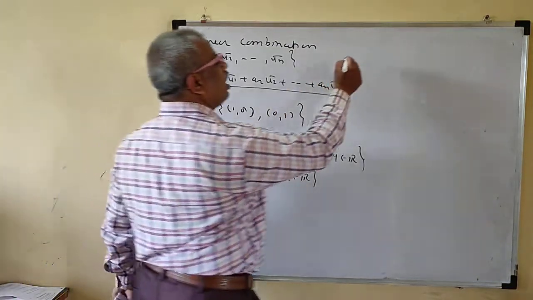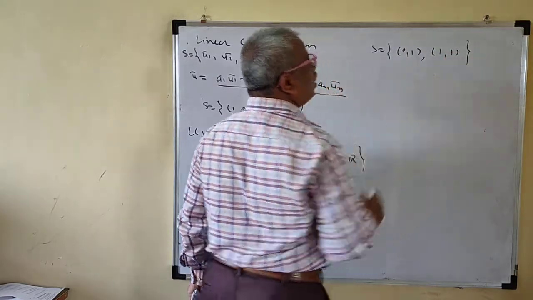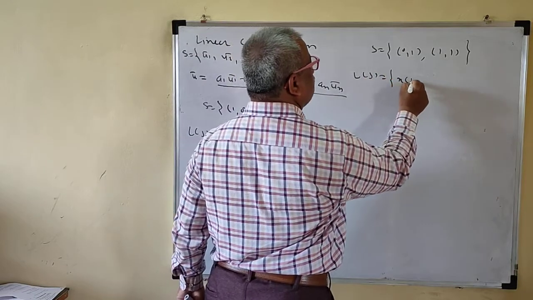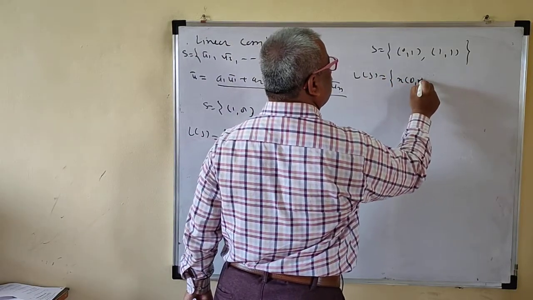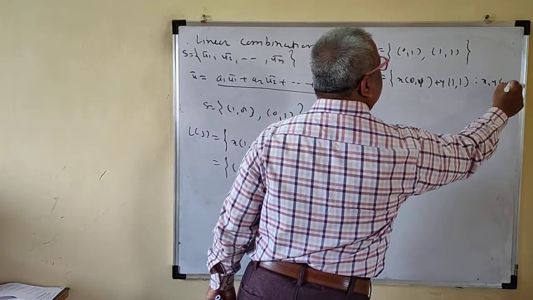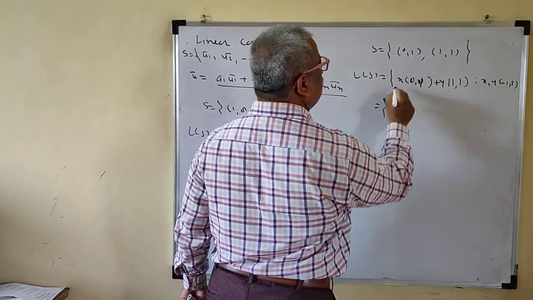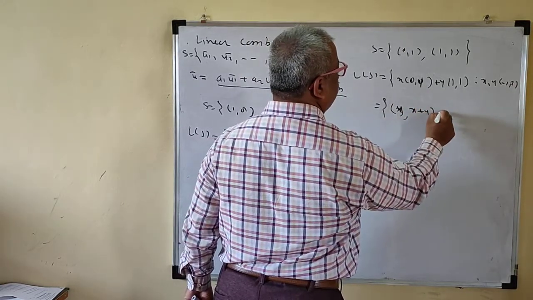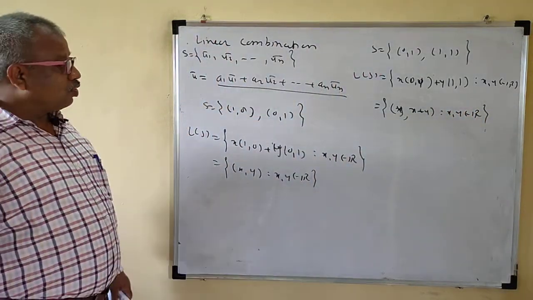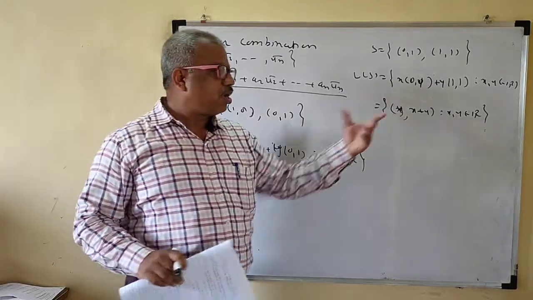Okay, so suppose your S is (0, 1) and (1, 1), and you want L of S, the linear span of this. L of S is x times (0, 1) plus y times (1, 1), where x and y belong to R. Simplifying, this will be (y, x plus y), where x and y belong to R. So all the vectors are from R2.